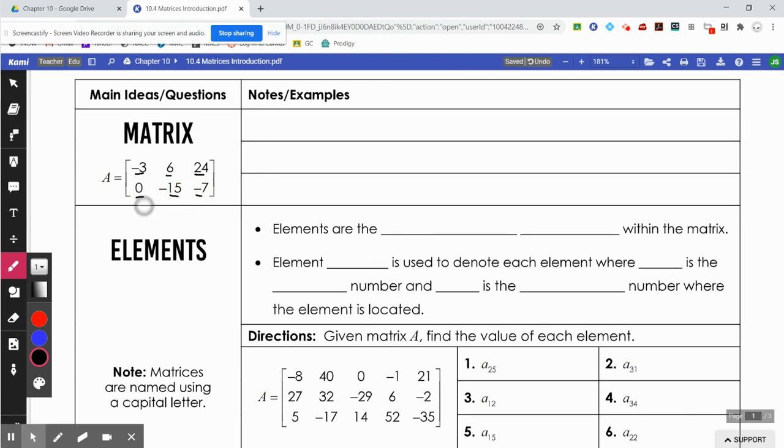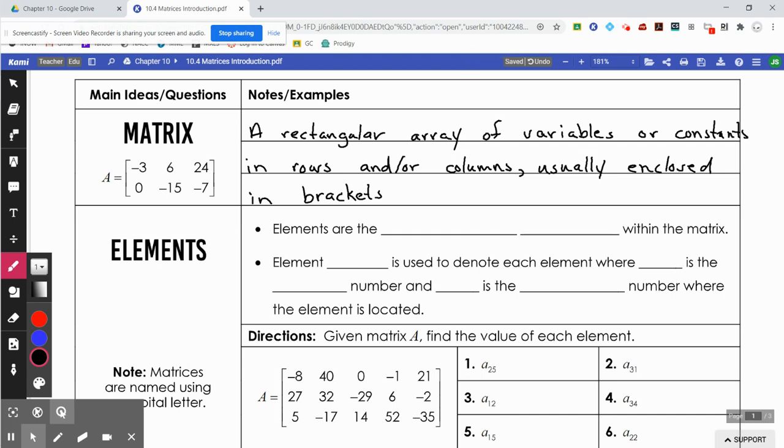Maybe you want to talk about how many mattresses of each size that you have at two different stores or something like that. So it's just a simple way of organizing data. But by definition, a matrix is a rectangular array of variables or constants. These could be letters or numbers in rows and/or columns.